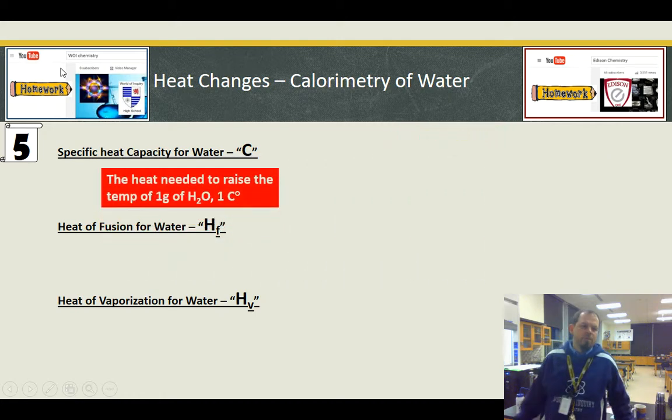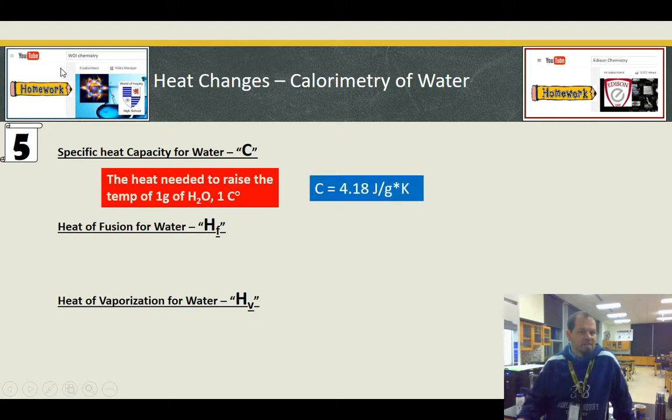So by definition, specific heat capacity of water is the heat needed to raise the temperature of 1 gram of water, and 1 gram of water is 1 milliliter of water, by 1 degree Celsius. How much heat do I need to change 1 gram, 1 degree Celsius? That is what we call the specific heat capacity. It's a constant. The constant is this: C equals 4.1 joules over grams times Kelvin. Okay.